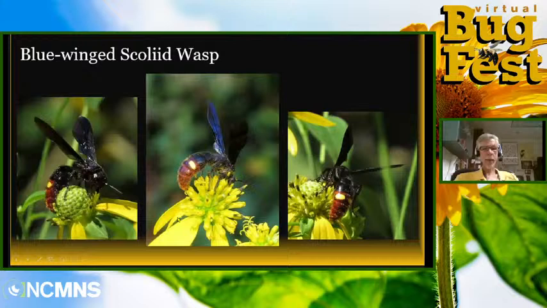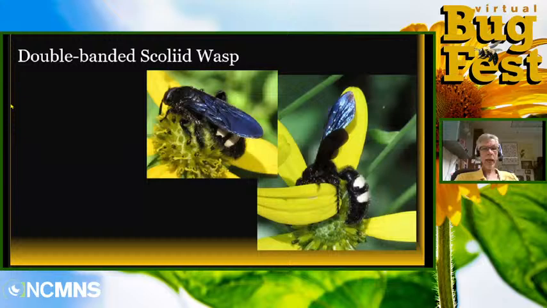Another one on the same pattern, where it's got some black and sort of orange, but little yellow spots, is this blue-winged scoliid. And again, it's got that same strong bluish cast from the refraction of the light. It looks black at some angles, and then it's beautiful indigo in others. Really like seeing them around. And finally, there's this double-banded one that's shown up a few times, black with these two white bands on it.